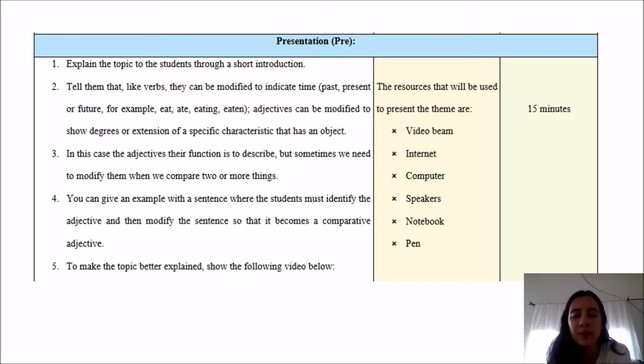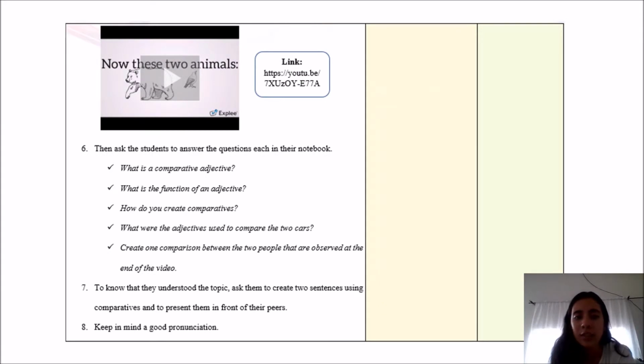Then we have the presentation. It's about explaining the topic to the students through a short introduction. Then we can give the students some examples, and in this case describe the function to explain the topic better, and the teacher can show this video from YouTube and ask the students some questions. And finally, the purpose is to have good pronunciation in the response.